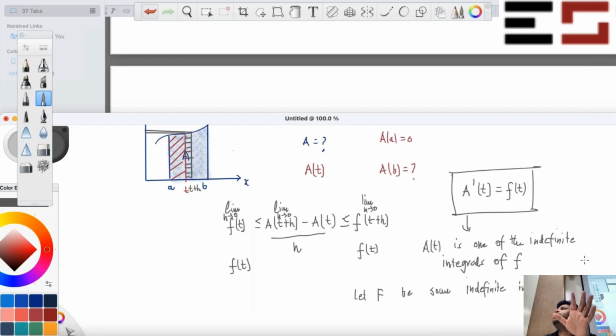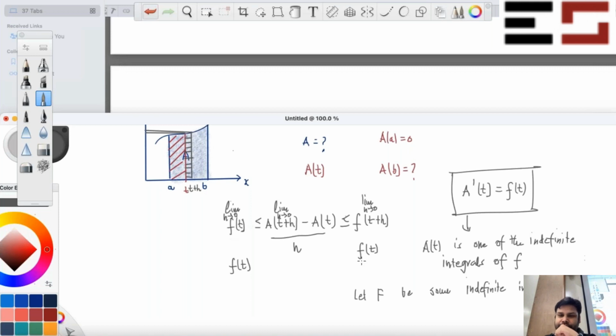Like for example, can you think of any indefinite integral of x cubed? x to the power 4 by 4, maybe you can just add 1 to it. That's one of the indefinite integrals. So you can think of many. Just take any one of them. Whichever you like, you can take any one of them. Right? We can always do that.